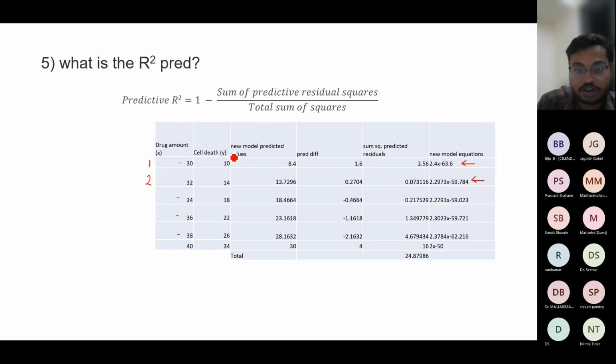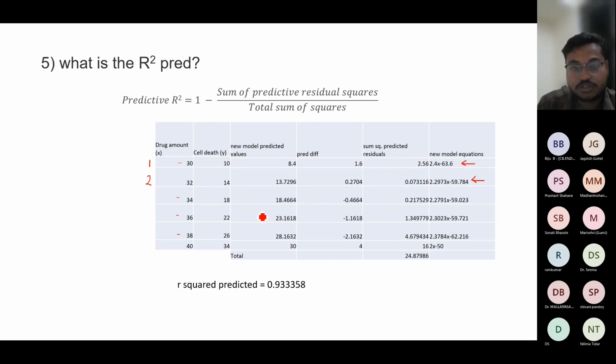Then we'll get this predicted value from this equation. And then we'll again calculate the difference from this to the actual value and then square it. And all of these squares will add to get the sum of squares of predicted residuals. So, sum of squares of residuals of predicted values.